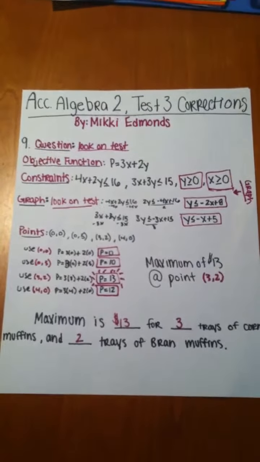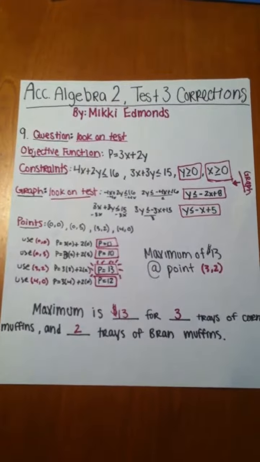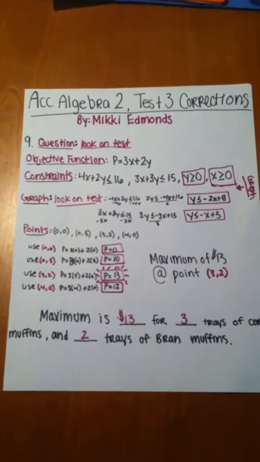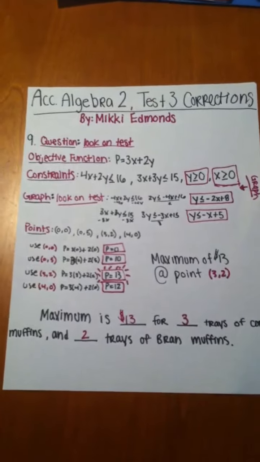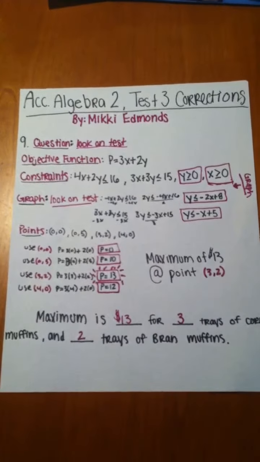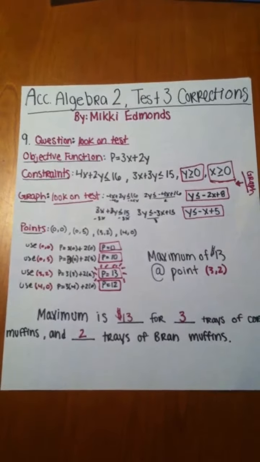These are my Algebra 2 Test 3 corrections. I got one problem wrong, and it was number 9, because I didn't understand how to write the constraint, so that affected the rest of my problem.